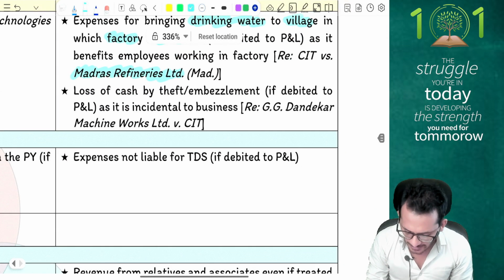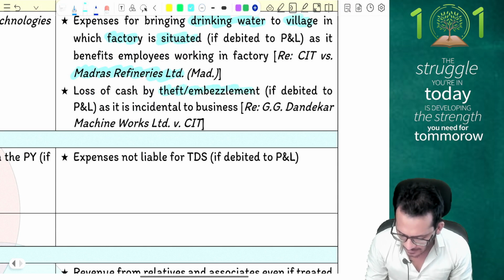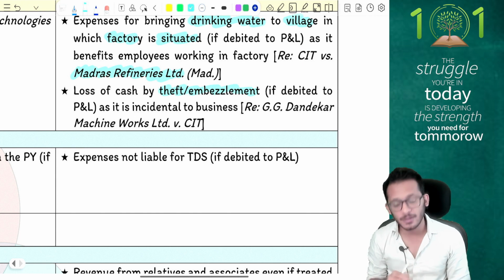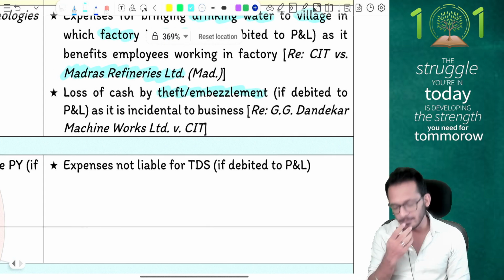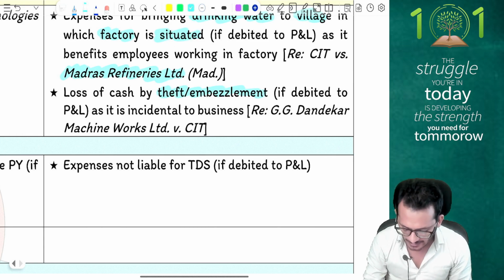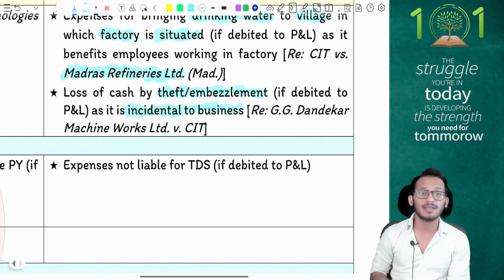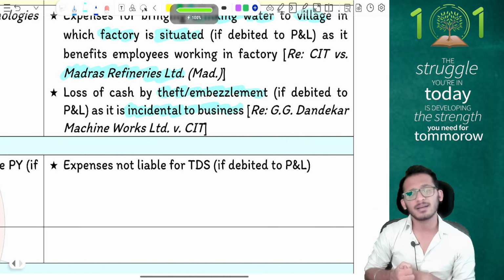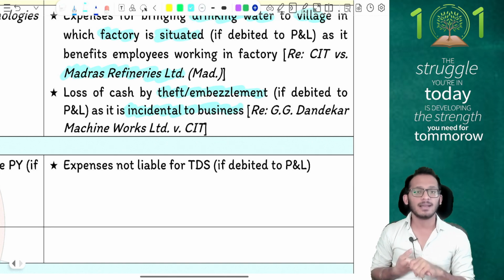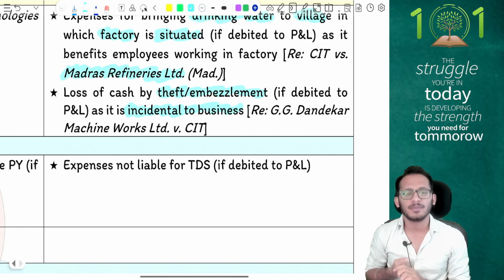Next item is any kind of loss which has happened by theft or embezzlement. People, if I have lost money because of theft or embezzlement, there is nothing which is creating a capital nature item and therefore this will be called a revenue expense as it is incidental to my business. So this was clarified in Dandaker Machine Works, where they clarified this will also be claimed as a business expense. If it is there in the P&L, I can claim it as a deduction. Are we clear? Yes. Great.